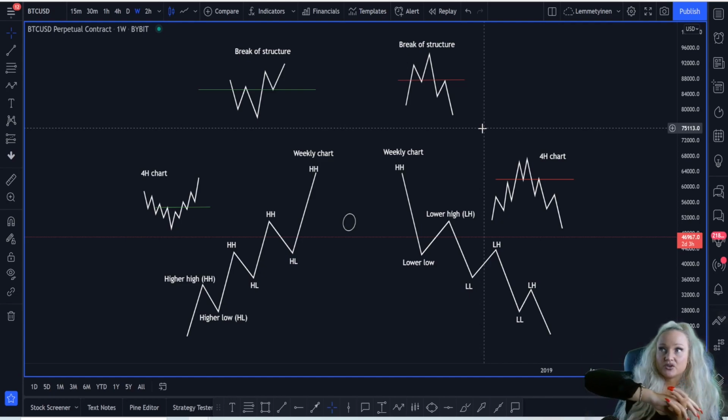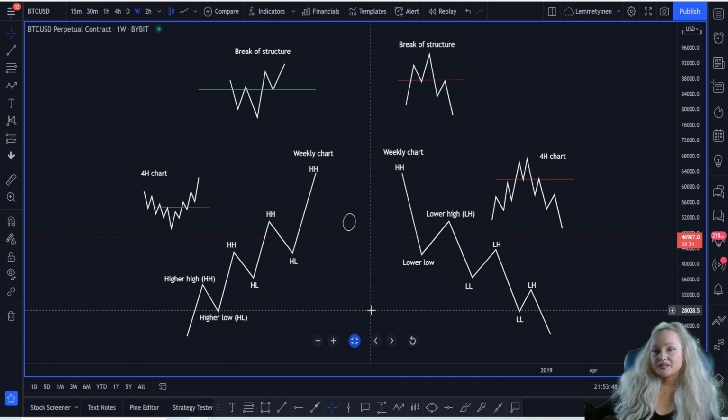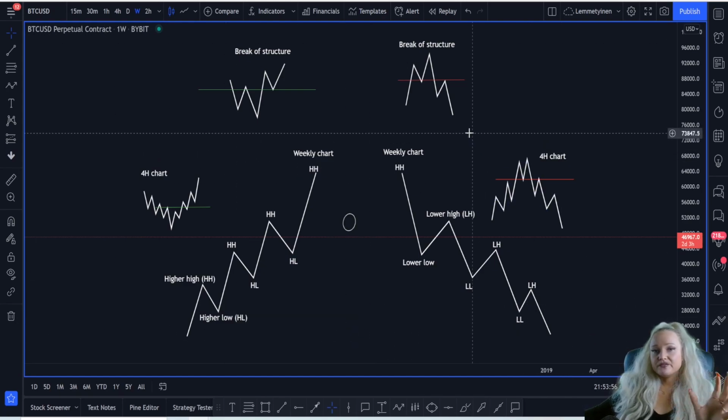But if you want to take advantage of the whole movement, that's when you're looking at the higher time frames. But obviously that depends on what type of trader you are. If you're a scalper, a day trader, or a swing trader, everything depends. But this works on every time frame.